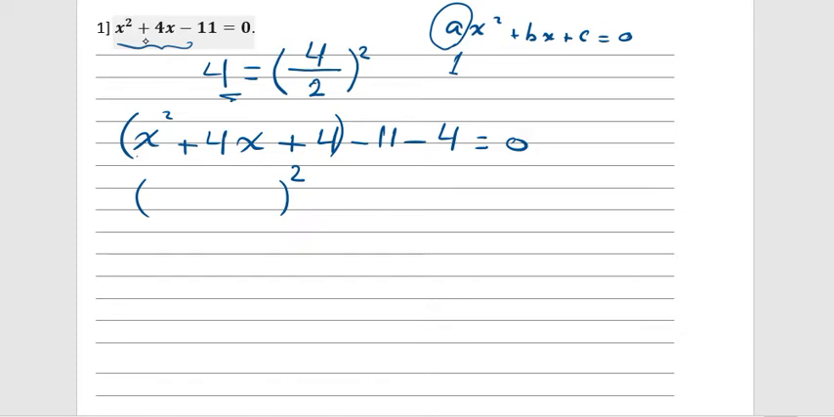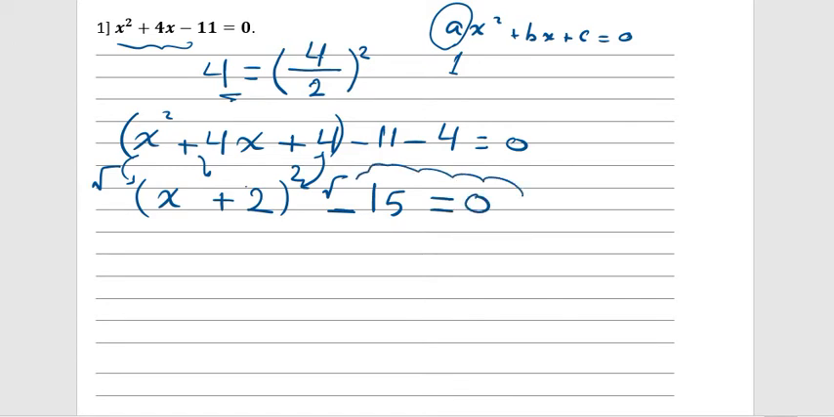What will be in this bracket? The square root of the first one, the square root of the last one, and the middle sign will be the same. Square root of x^2 is x. Square root of 4 is, sorry, it's 2, not 4. The middle sign is positive, so it will be (x + 2)^2 minus 15. Minus 11 minus 4 with a calculator equals negative 15.